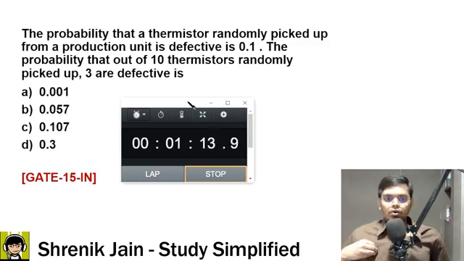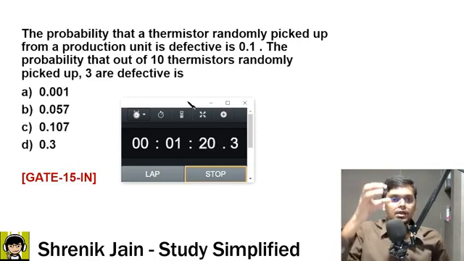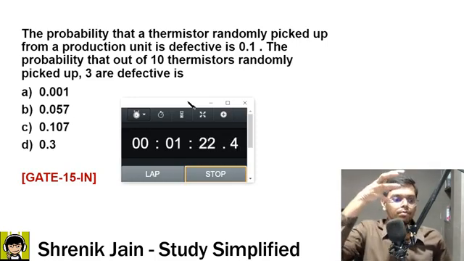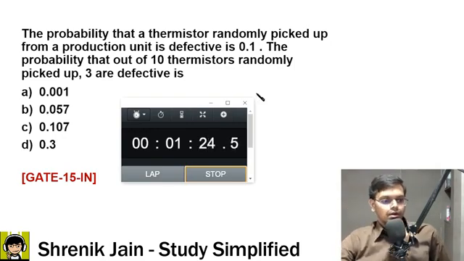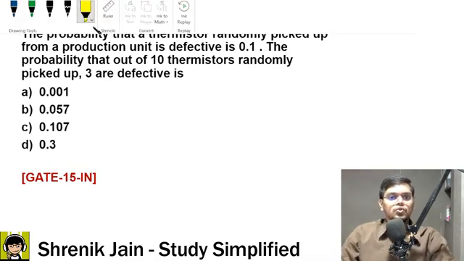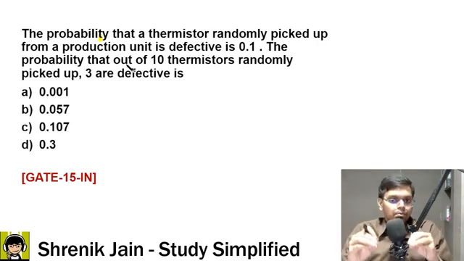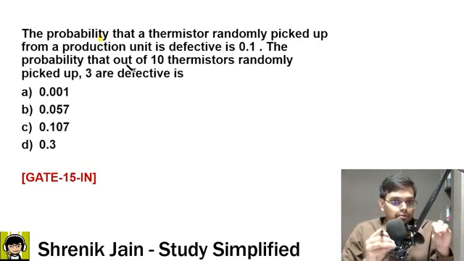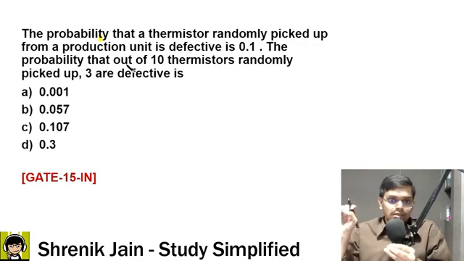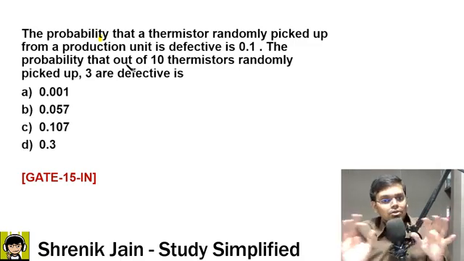See, how do I know that this question is not based on that picking up question, like taking balls out of a box? Sir, it's not based on picking up. So how do I understand? By looking at the situation. They are not saying that in a box we have 10 thermistors where 3 thermistors are defective and 7 thermistors are not defective and you are picking one by one. This is not that scenario.